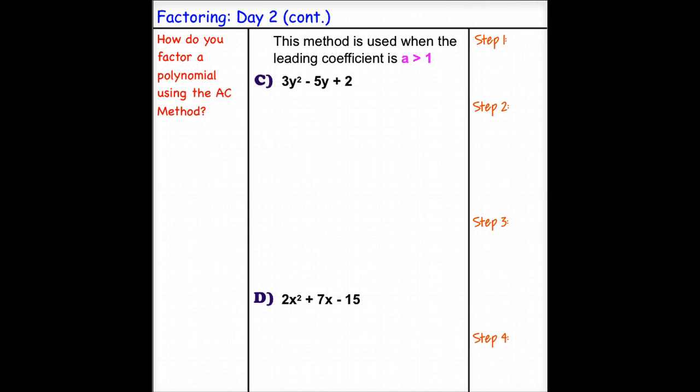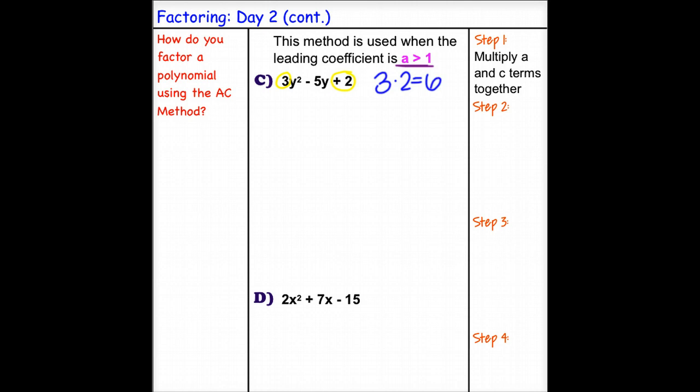This method is used when the leading coefficient A is greater than 1, as is the case in our examples that we have here. So our first step is going to be to multiply those A and C terms together. And our A term is 3 in this case, and our C term is positive 2. So when I multiply our 3 and our 2 together, I get 6.